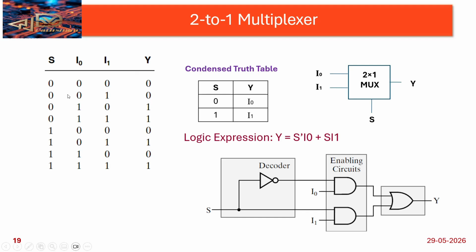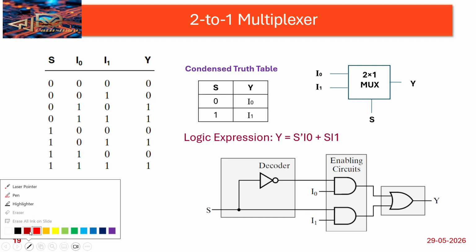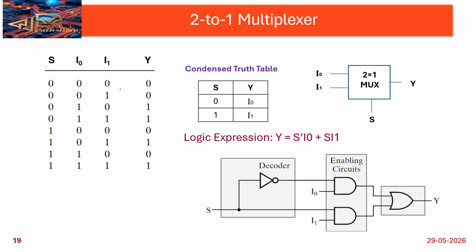See, this is the 2 by 1 mux I am taking. Multiplexer means multiple inputs we are giving: 2 power n inputs, and one output I am getting. Here n is the number of select lines. So 2 by 1 mux means one select line S is there, and I naught and I1 are the two inputs. If S equals 0, I am getting I naught at the output Y. And if S equals 1, I1 is available at the output side.